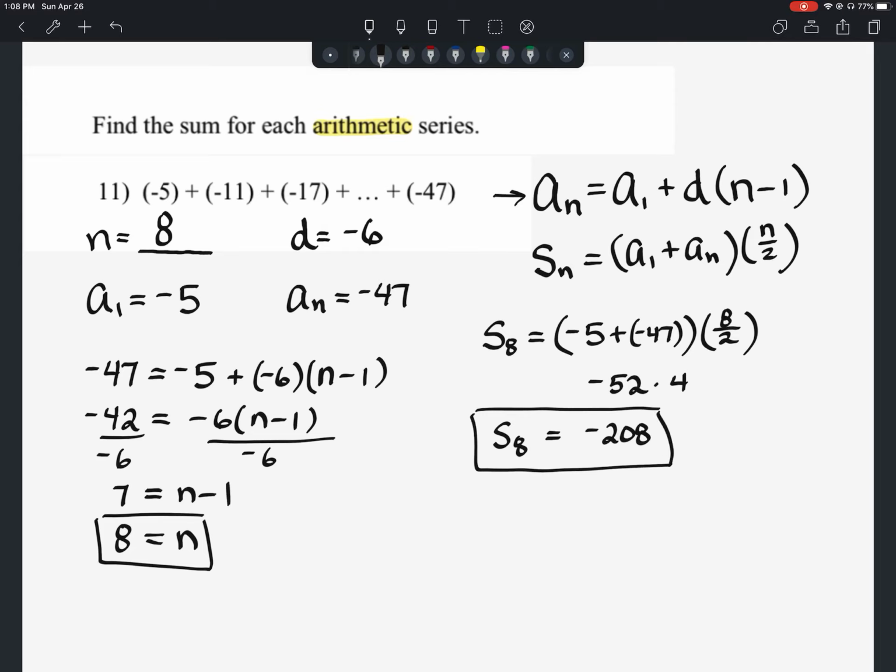Again, you can use a calculator to help you out with that, but if you don't need it, then even better. That's the answer for number 11, finding the sum for the arithmetic series.